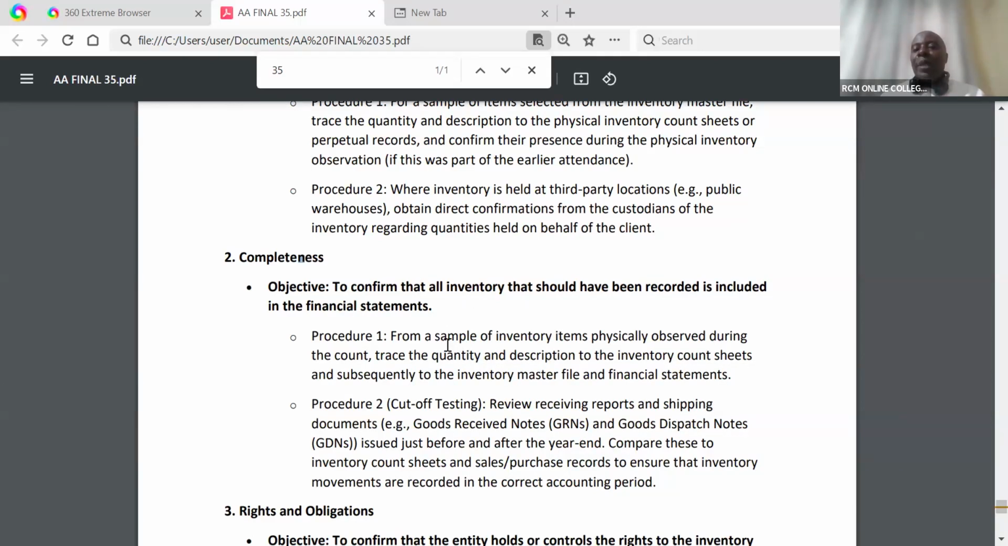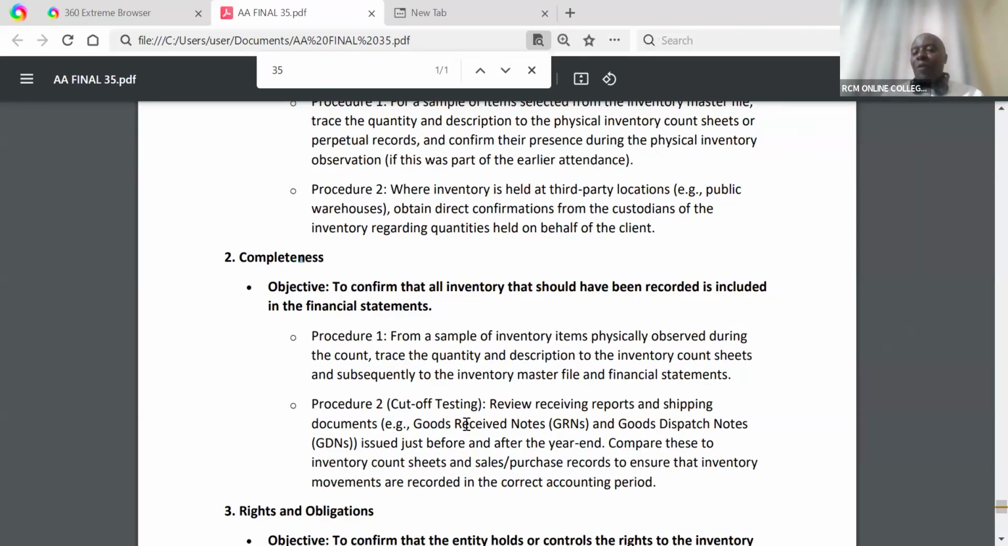Procedure number 1. From a sample of inventory items physically observed during the count, trace that quantity and description to the inventory count sheets and subsequently to the inventory master file and the financial statements. Whatever you are able to count, trace that particular number that you counted to the master file yourself, because you will normally do test counts, sample counts. Trace and see whether that is what was written down in the master file. Whatever is written down in the master file will always find its way onto the computations that go to the financial statements.